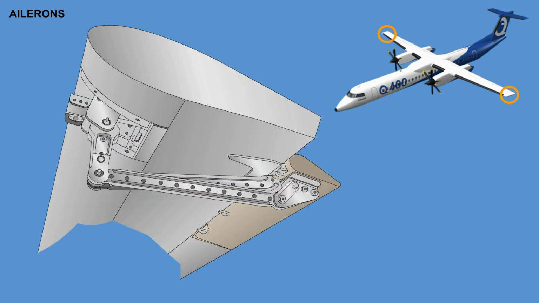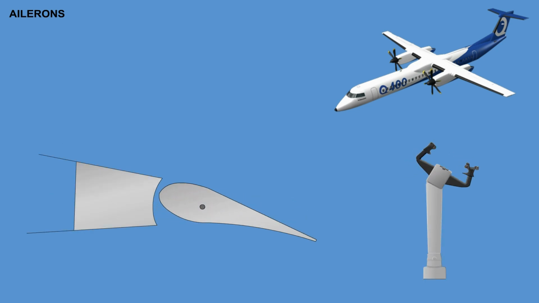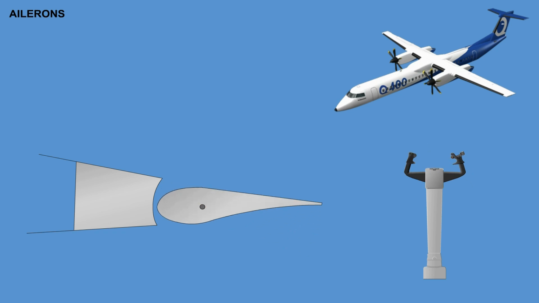A geared tab is hinged on both aileron trailing edges. The tab is connected to the aileron by 4 hinge fittings and a geared linkage. At full aileron deflection of 17 degrees, the geared tab deflects 11.9 degrees out of the airflow to reduce pilot effort. As the aileron returns to neutral, the tab is geared to neutral.